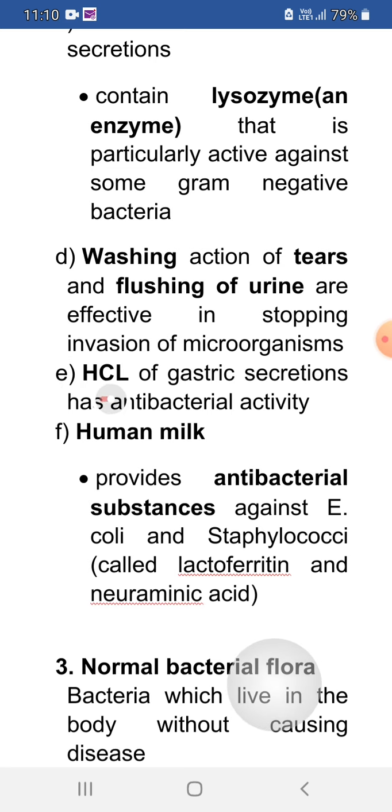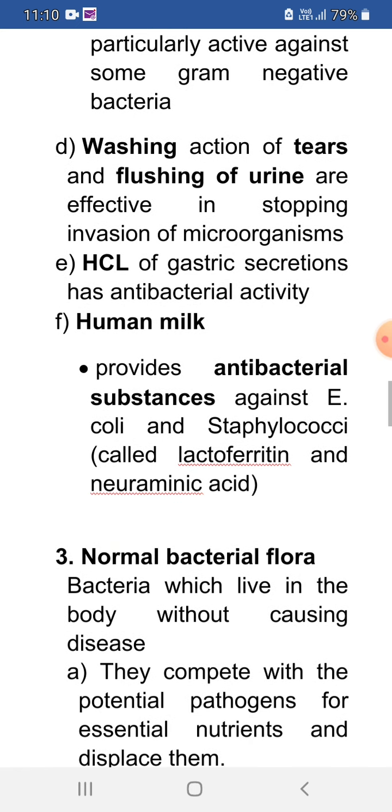Then we have hydrochloric acid in the gut. The low pH kills bacteria and some other microorganisms. Human milk also contains antibacterial substances against bacteria, like lactoferrin and neuraminic acid.